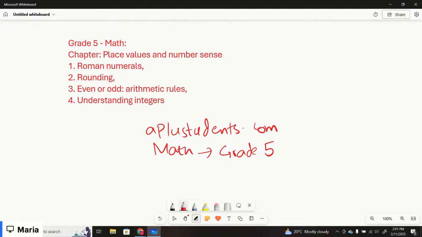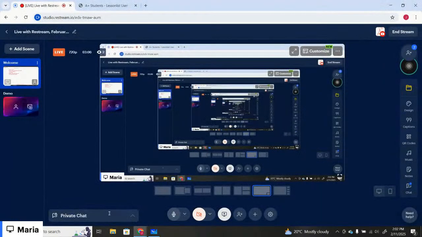The lessons we're going to cover today are Roman numerals, rounding, even or odd arithmetic rules, and understanding integers. So please make sure you have your notebook and pencil so that you can note down the important examples and definitions as well.